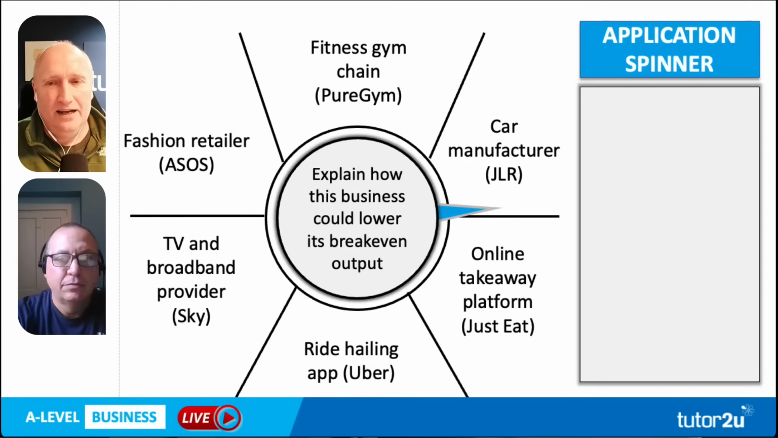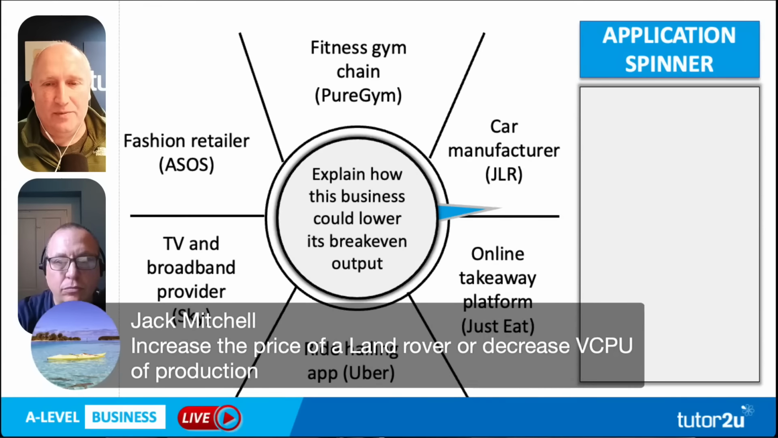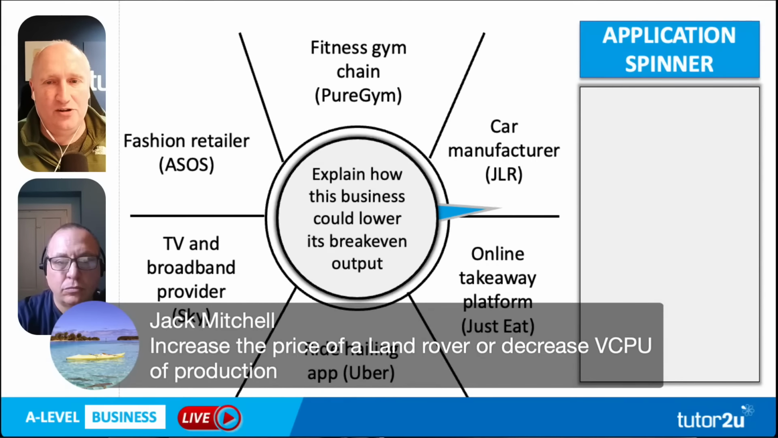What do we think? Any suggestions on how Jaguar Land Rover, a car manufacturer, could lower its break-even output? We're looking for something specific here rather than just saying sell more products, increase its selling price, reduce costs, reduce fixed costs. That's just a vanilla answer. So let's start putting 1 or 2 on the screen as they come in. I'm just spotting some of the early submissions here.